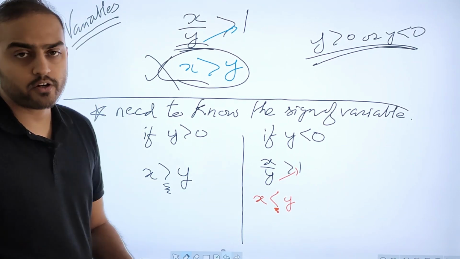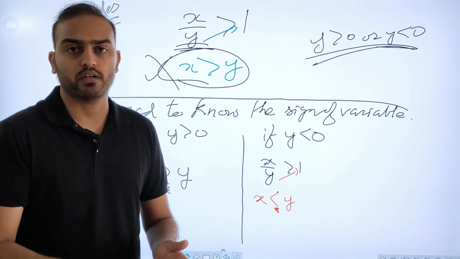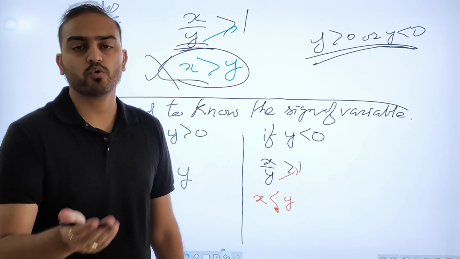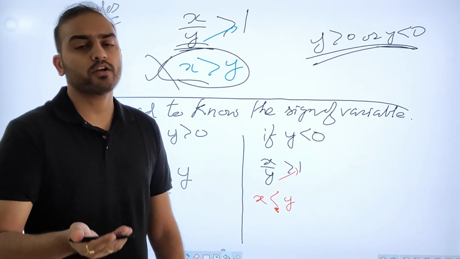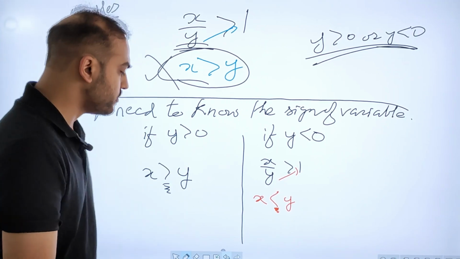So the point I am trying to make is, if you have variables, no problem, you can solve them as well. If you are just shifting a variable from left to right, no problem at all. But if you're cross multiplying a variable, you need to know the sign of the variable. Let's look at some examples.